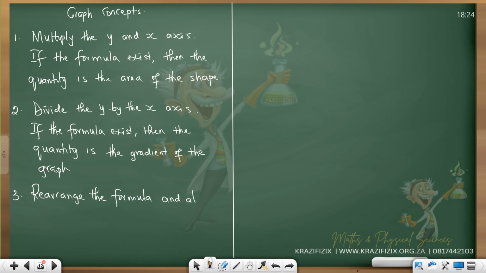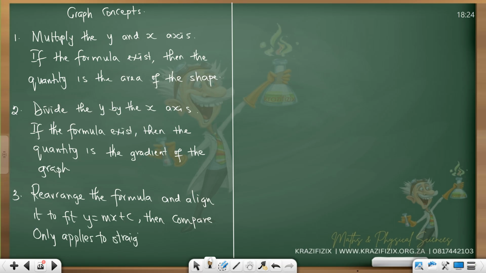And align it to fit y equals mx plus c. Then compare. Only applies to straight line graphs. Okay. I'm just going to look at number 1 and number 2. 5-10 minutes we should be done, depending on how fast we write.